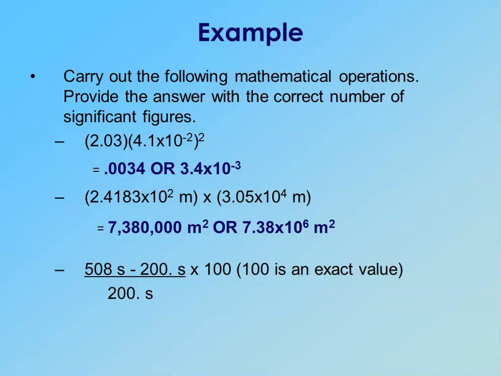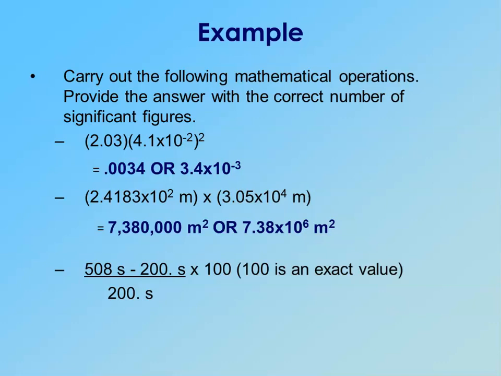The final example is going to be one that involves using both your addition subtraction rules as well as your multiplication division rules. We have to subtract before we can divide. So when we take 508 minus 200 seconds, we get 308 seconds. Because neither of those had any digits past the decimal, we're going to keep the 3, 0, and the 8. So it does have 3 sig figs, but not because of the type of calculation you're doing. You're looking at decimal places because of the addition subtraction rule that is occurring.